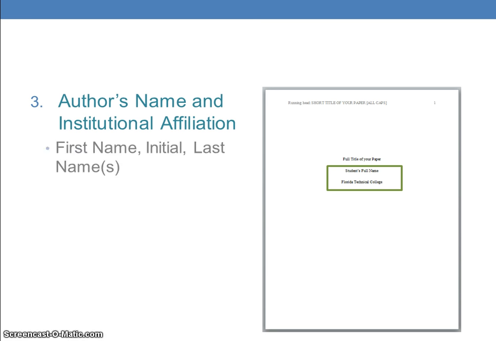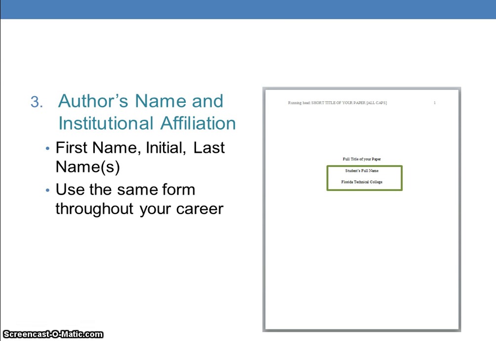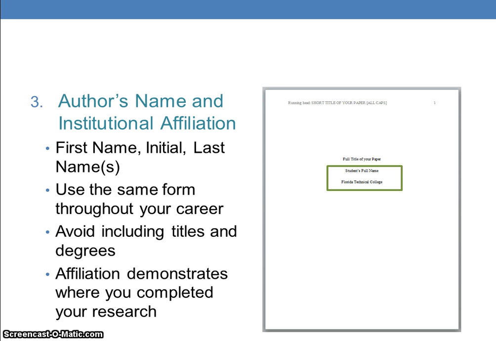As guidelines, we need to include our full name: first name, initial, last name, or surnames. Use the same form throughout your career, that is, if you're submitting and publishing articles. Avoid including titles and degrees. And lastly, the affiliation demonstrates where you completed your research. As a nota bene, if working in groups, then the names should be listed in the order of contribution. So if you were the one who contributed the most, then your name should go first.